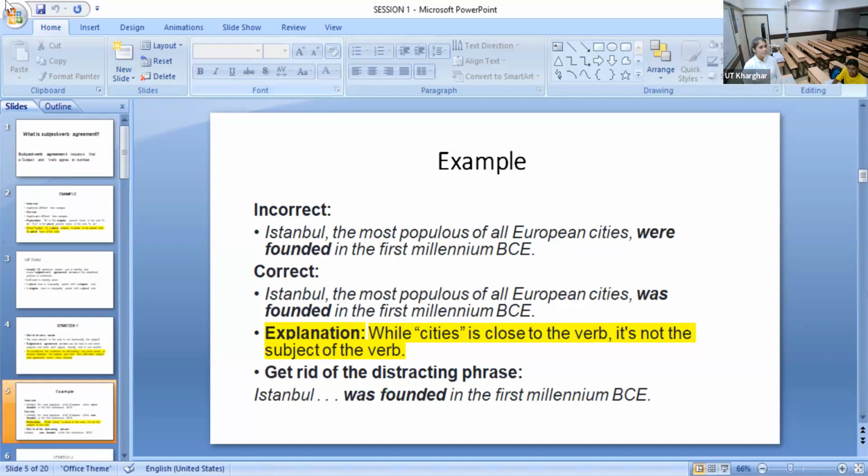So how do we identify the distracting phrase? This is an easy strategy to do. Otherwise there are high chances, Saina and Adi, that you get confused about which is the subject and which is the verb. That is why we apply this strategy: get rid of things. Technically, if I just read the first and the last part of the sentence, Istanbul was founded in the first millennium BC, it's complete in its own sense. An independent sentence. You can just get rid of your extra things.